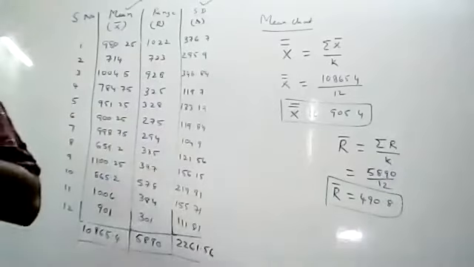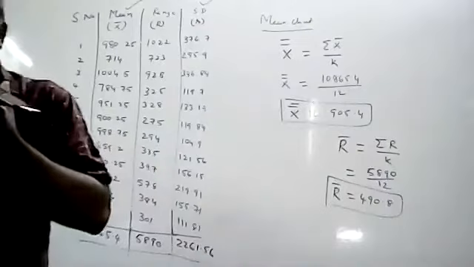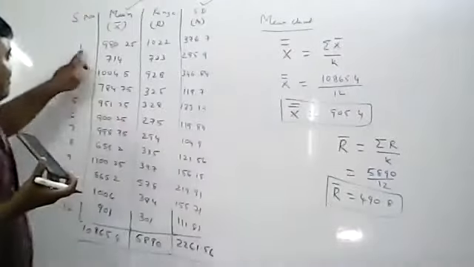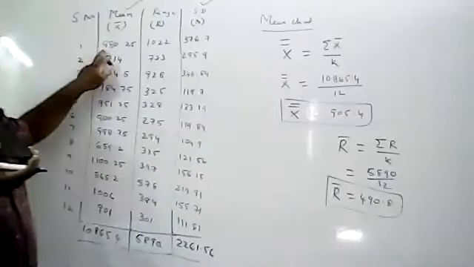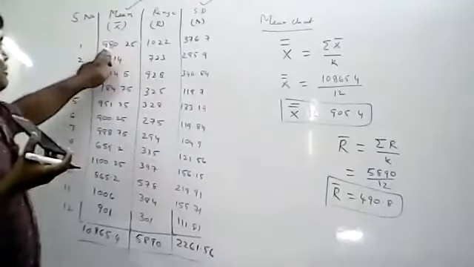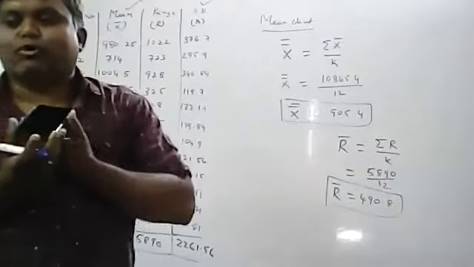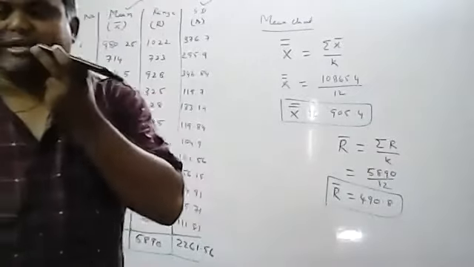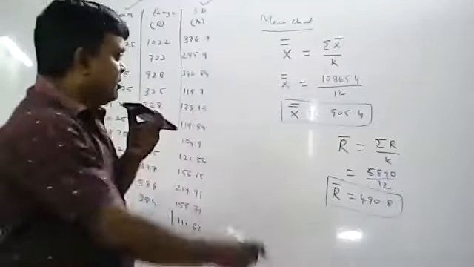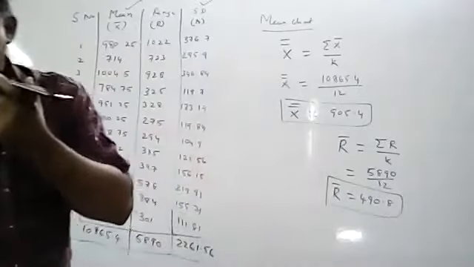Now I know X double bar and R bar, so I can construct the control limits because I also know the A2 value. A2 for n equal to 4, because each sample has 4 observations, and the mean is the sum of the observations by the number of observations. You require the A2 constant because it is used in the control limits. Now I can construct the control chart.